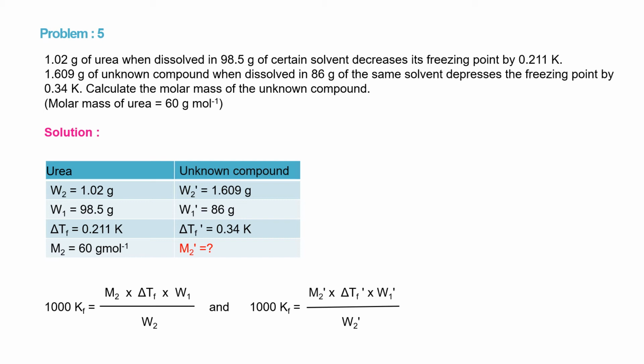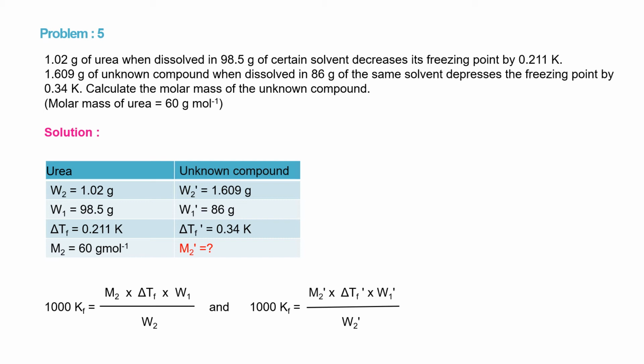Now see, in this case you have two different solutes, but you dissolve them in the same solvent. Now what do you have to find out? The unknown solute's molar mass. Okay, so what do we do? First of all, we try to find Kf for urea in the certain solvent. As soon as we get the Kf value from urea in that particular solvent, we can find out the molar mass of that unknown compound in that solvent only.